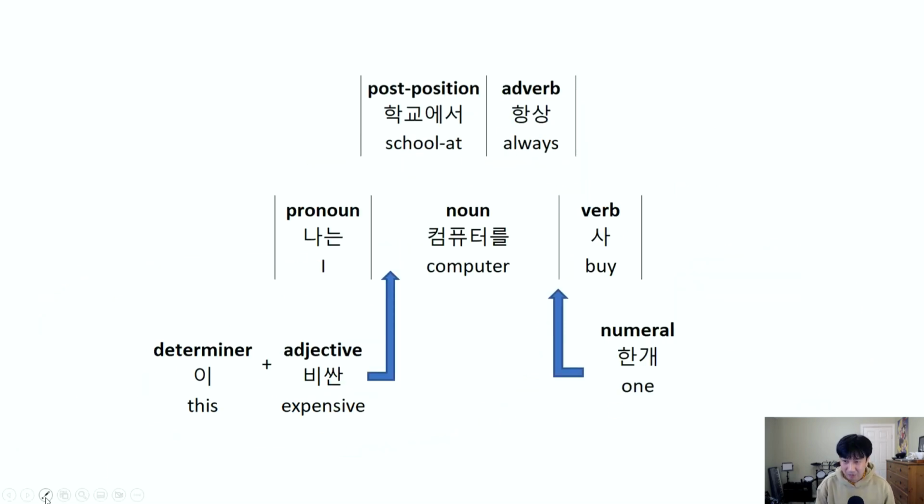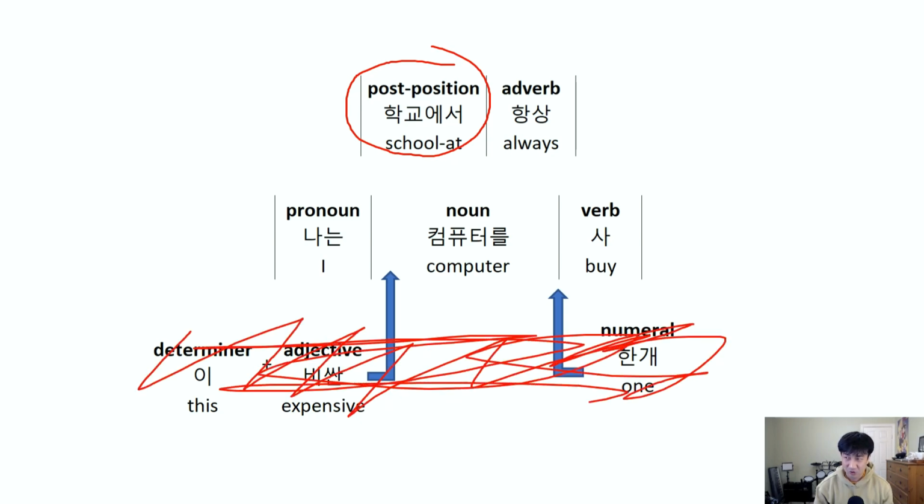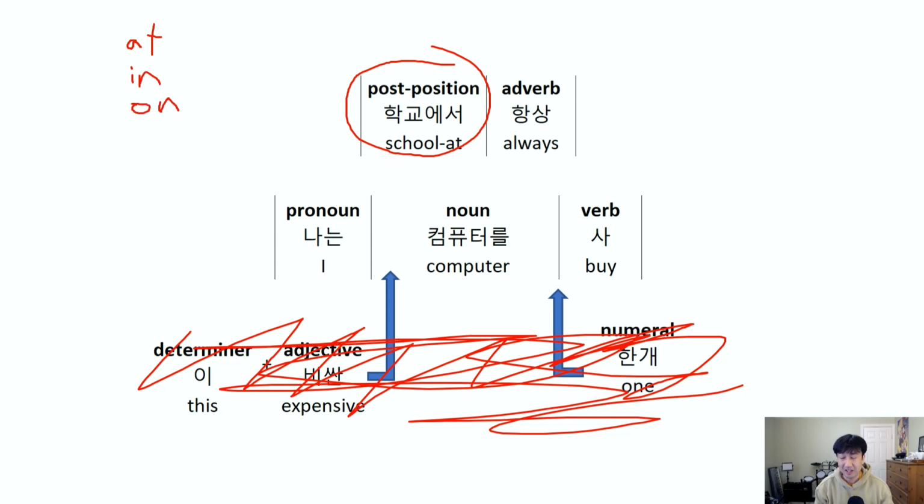The next type of words we have are called postpositions and adverbs. Let's just start with postpositions for now. The sentence is getting pretty long, so let's just ignore all these bottom ones first. Because the postpositions are the equivalent of prepositions in English. What are prepositions, you ask? Well, prepositions are words like at or in or on or with.